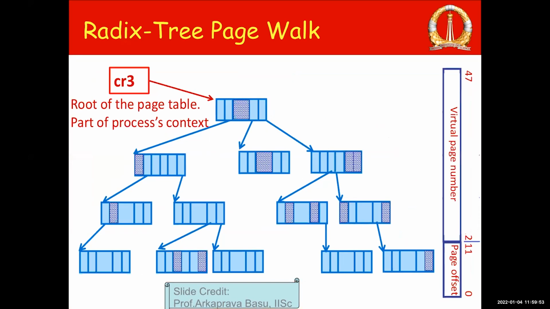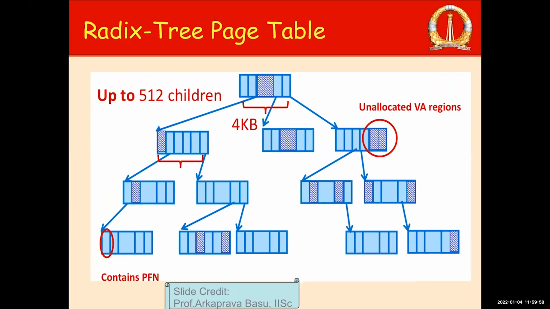So let's look at the entire virtual address space. Now in this particular example, let's assume that each page is of size 4 kilobytes. If each page is of size 4 kilobytes, and if each entry in the page table is of size 8 bytes, then in a single page of 4 kilobytes, you can have up to 512 entries, each of size 8 bytes. That is why at each level, for each node, you have 512 children, because that corresponds to the number of entries that you can hold within a page.